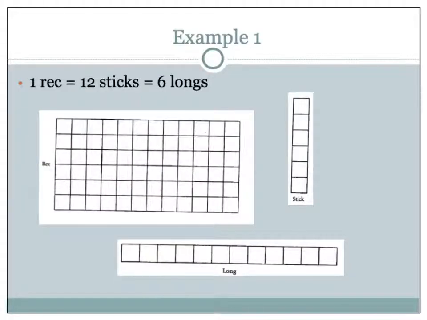The Rename It handout is purposeful in putting you in an unfamiliar context with unfamiliar units. You can see here that 1 rec is the same as 12 sticks, because you can fit 12 sticks on 1 rec, which is the same as 6 longs.